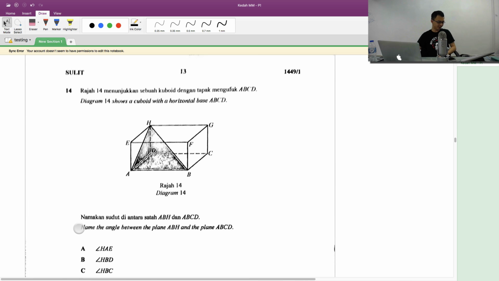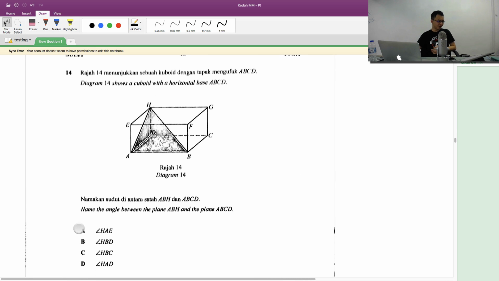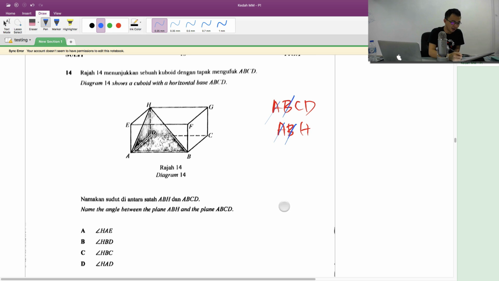Okay, question 14. Diagram 14 shows a cuboid with the horizontal base ABCD. So name the angle between the plane ABH and ABCD. This one is very easy. If you can't see, you can use the elimination method. Because this one doesn't have a midpoint, first thing is I will slash the same letter, and for the letter that is not slashed, I will write RH. And from the letters I slash here, I find which one is nearer to H.